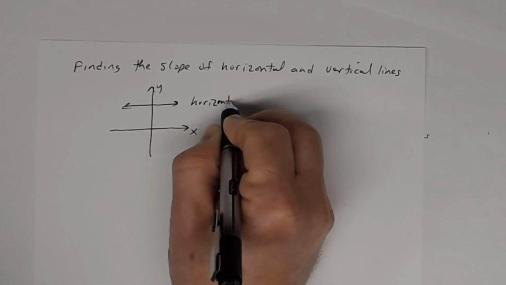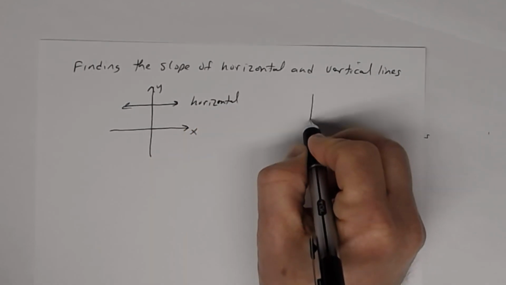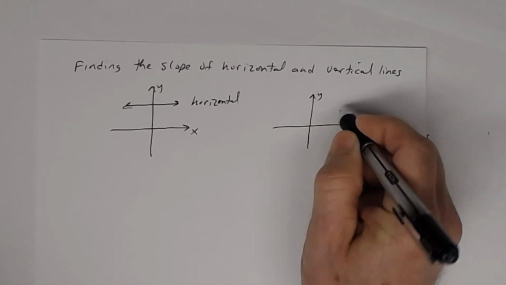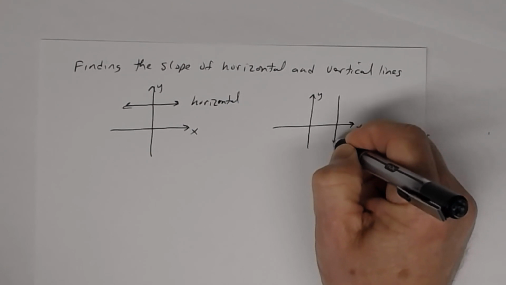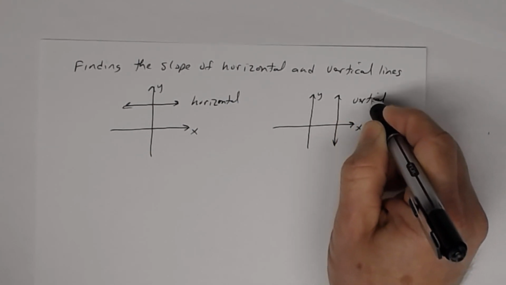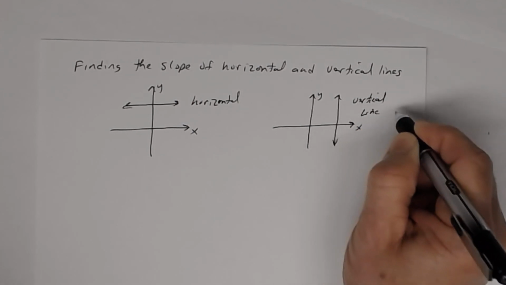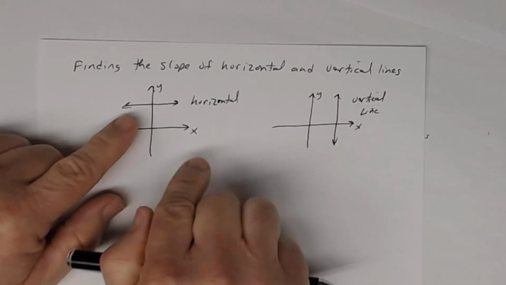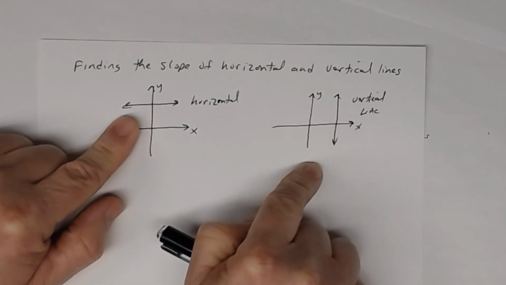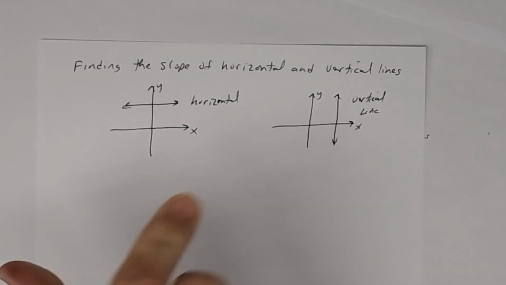And then a vertical line, this would be a vertical line. This is the x-axis and this is the y-axis. This would be a vertical line going up and down. Okay, so that's a vertical line. What we want to know is, what is the slope of a horizontal line, and what is the slope of a vertical line? That's the idea. So let's look at this first example.